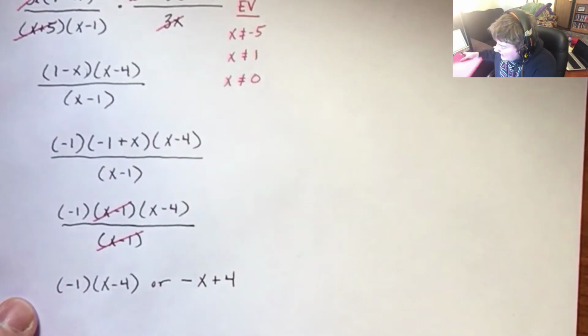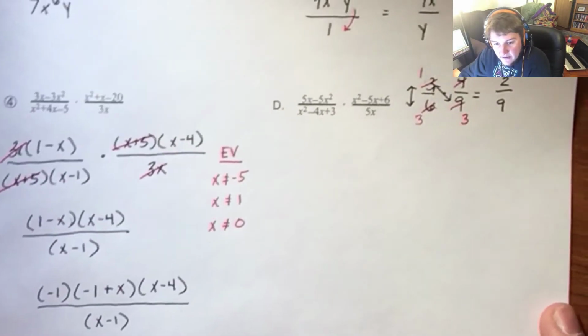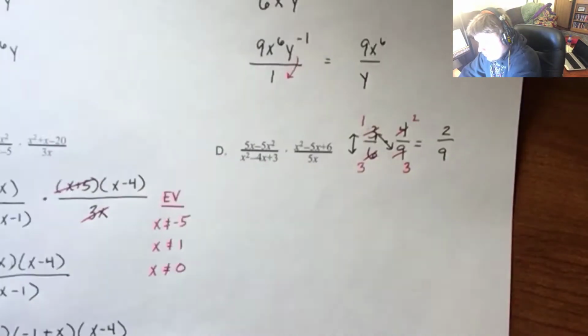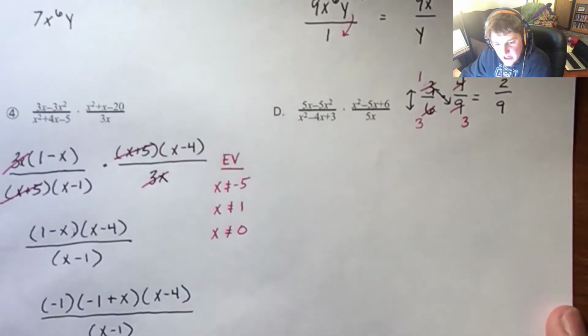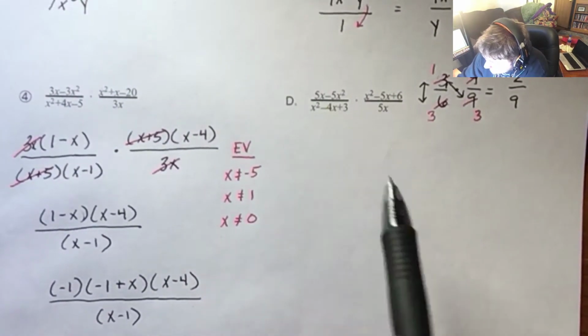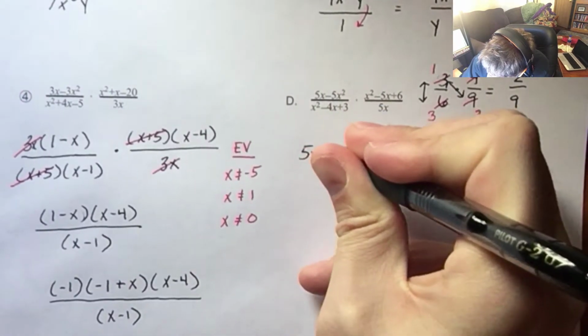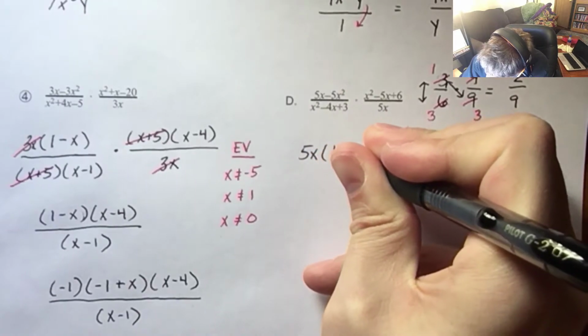Okay, I have now gone under the assumption that you all have tried letter D on your own, and now it's time to check your work. We're looking at 5x minus 5x squared. We have a greatest common factor in 5x, and you get 1 minus x.